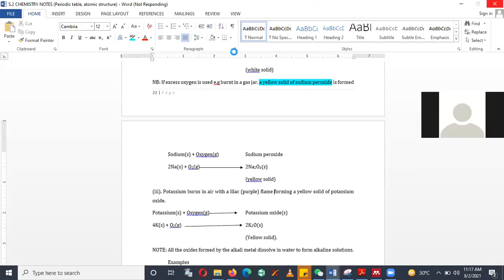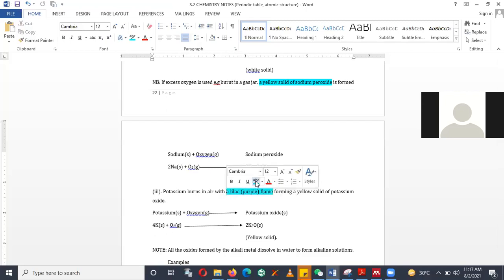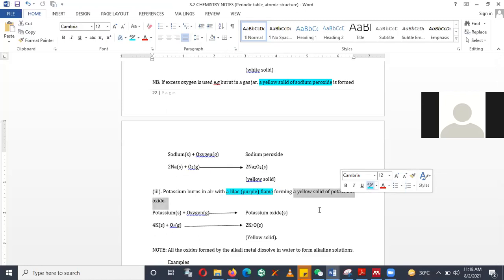I see many hands up, and we have someone who is planning to add something on sodium or potassium. Yes, unmute yourself and say your points. Potassium burns with a lilac flame to produce a white solid of potassium oxide. That happens when oxygen is limited. Thank you very much. Do you have any other person who's adding something on reaction to potassium?